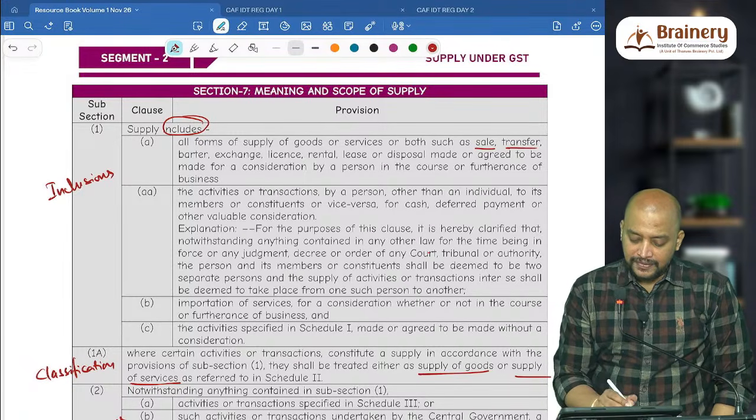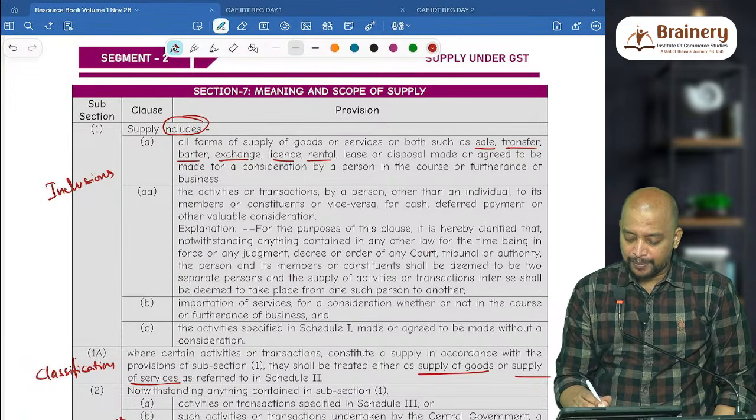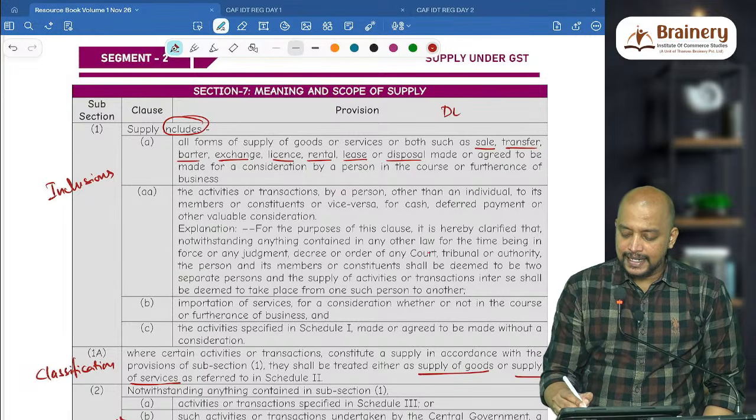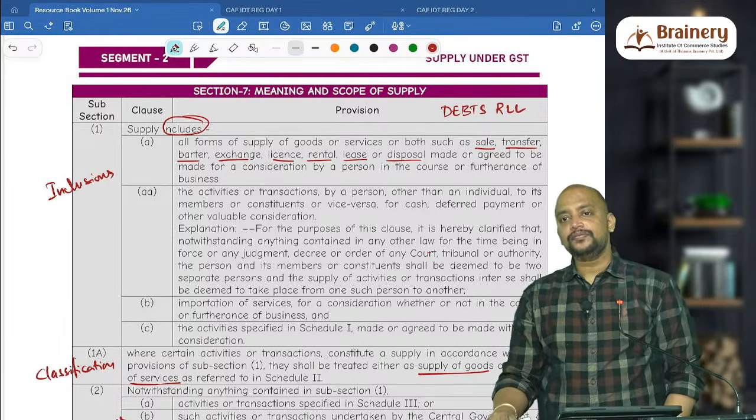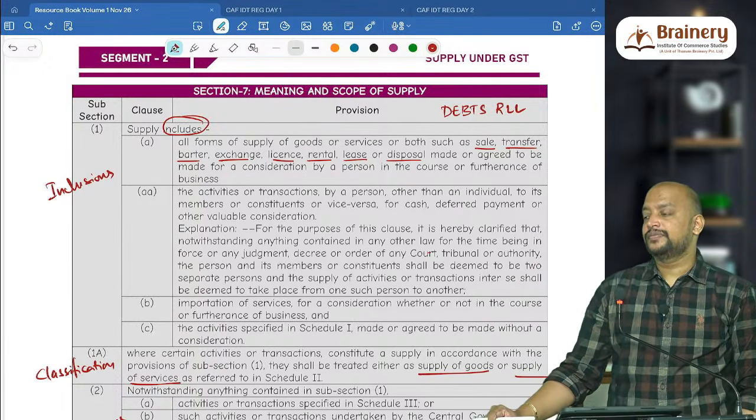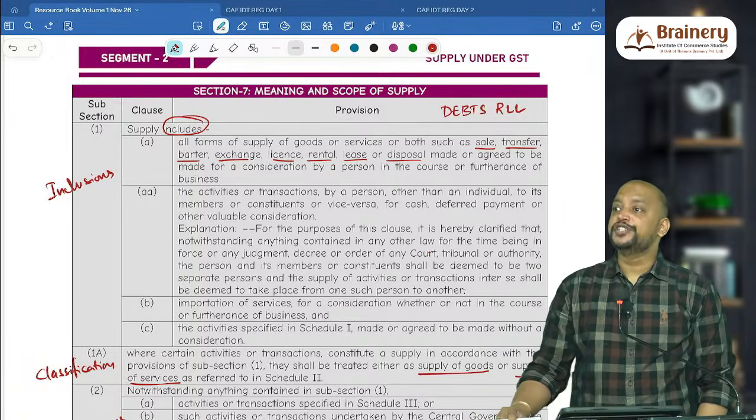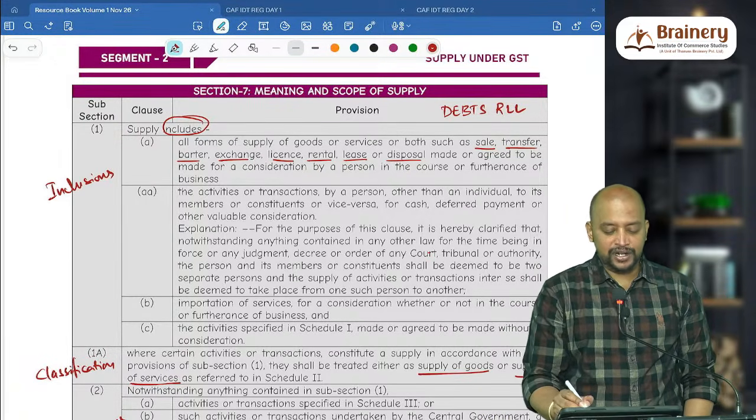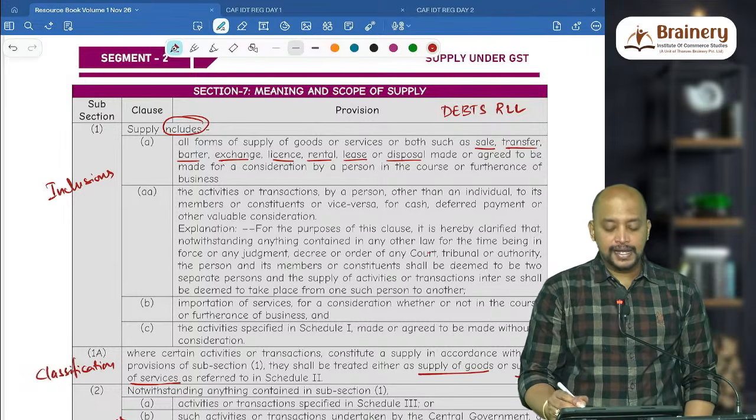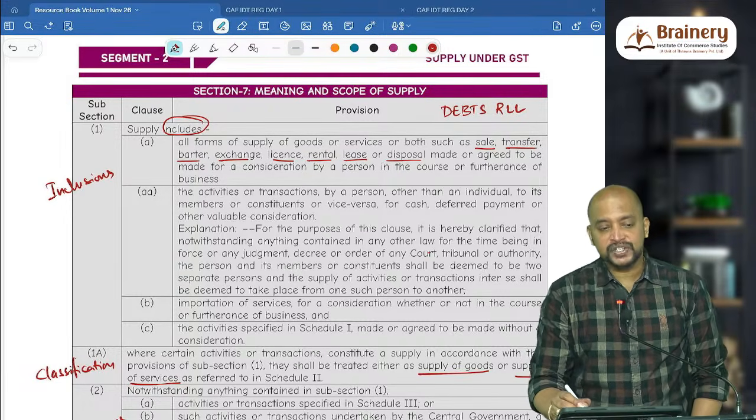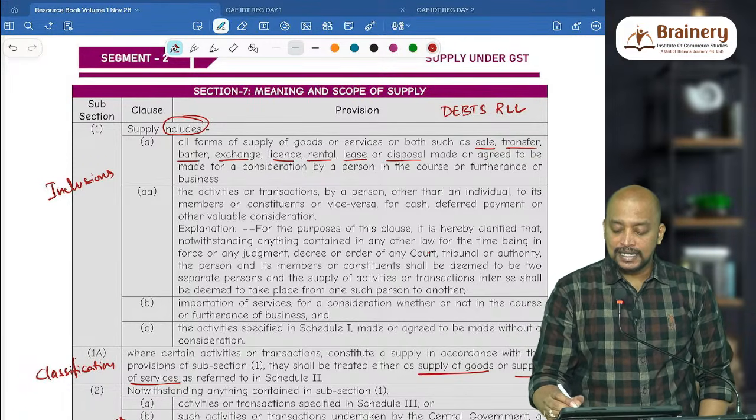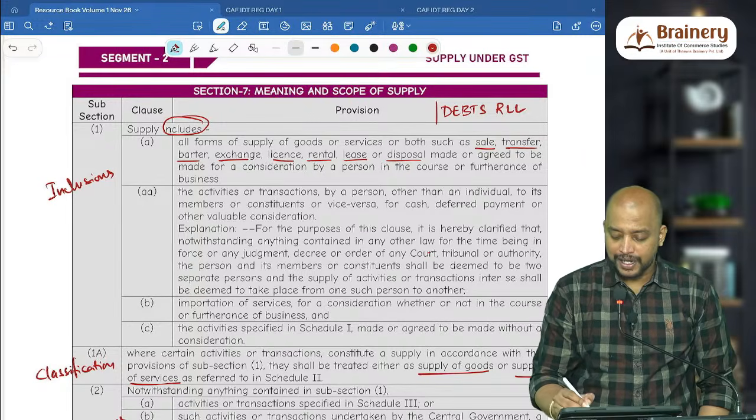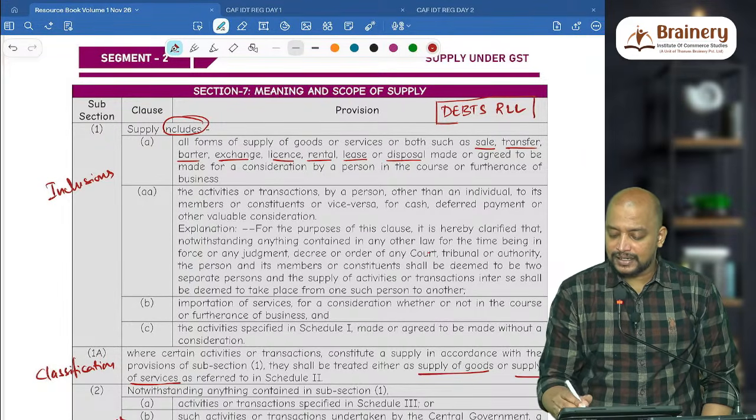This we can easily remember with one mnemonic: DEBTS RLL. D for disposal, E for exchange, B for barter, T for transfer, S for sale, R for rental, L for lease, another L for license. Now we will try to understand the meaning of each and every term.